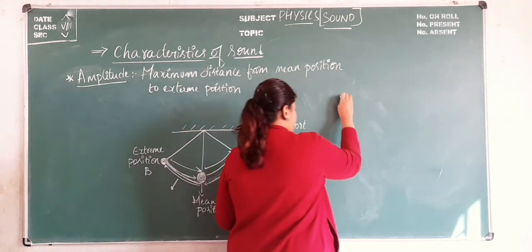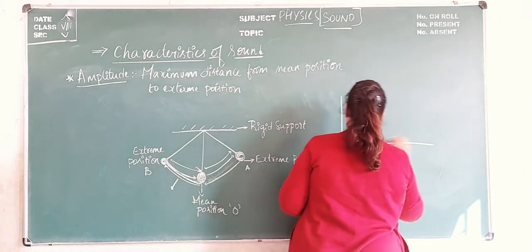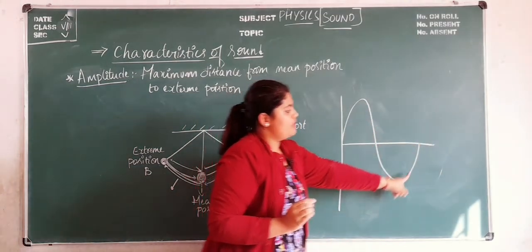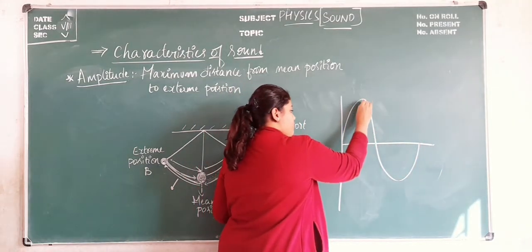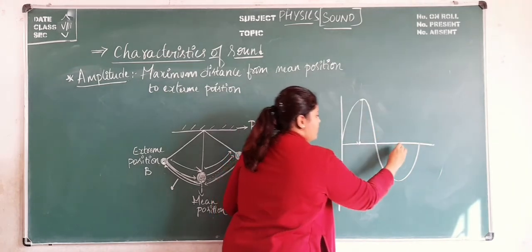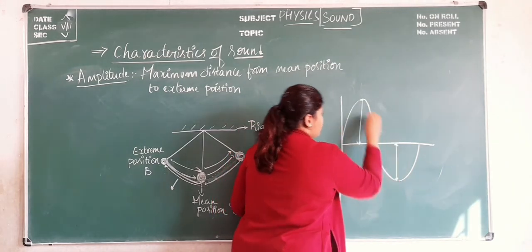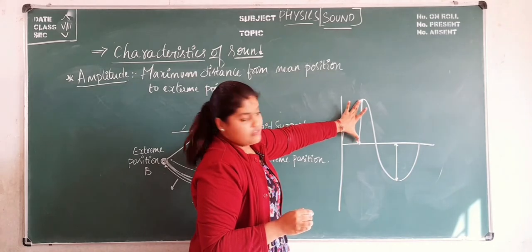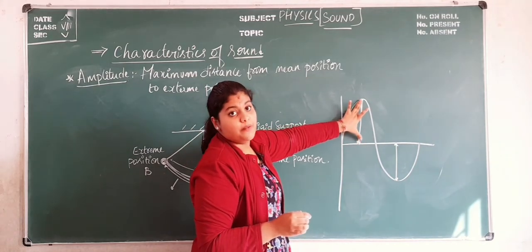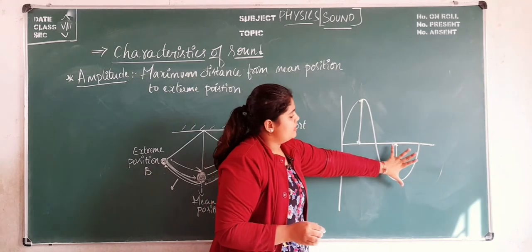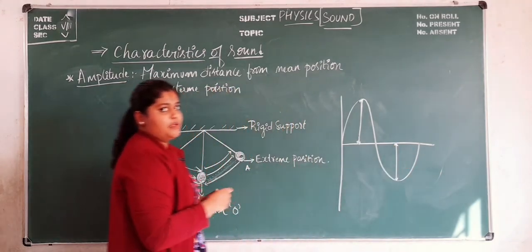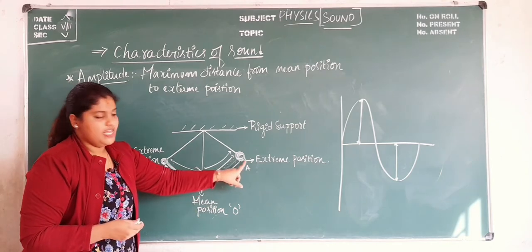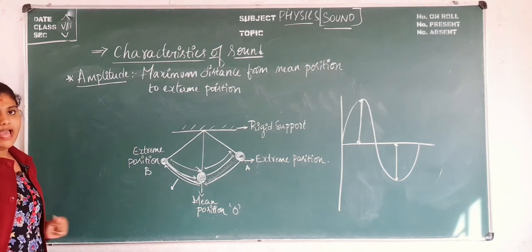If I represent the amplitude using waveform, consider this as one oscillation. As I told you, this is one complete oscillation. The height of the waveform is nothing but the amplitude. So here it is the amplitude, and here this is the amplitude. Amplitude is nothing but the maximum distance between the mean position and extreme position. So this is about amplitude.